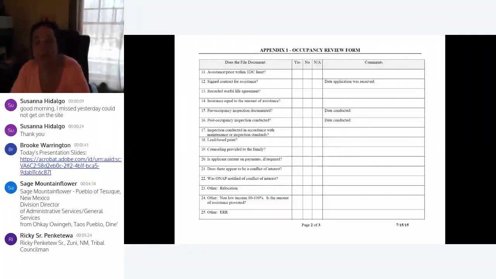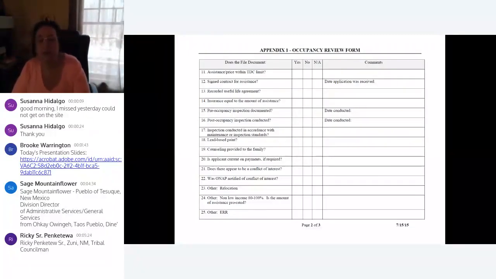Is the insurance equal to the amount of assistance? If it's over $5,000, they're supposed to have insurance, okay? Except in a rental unit. In the rental unit, you insure the structure of the rental unit. They're responsible for their own contents. So you always try to get them to get that renter's insurance to insure their own contents.